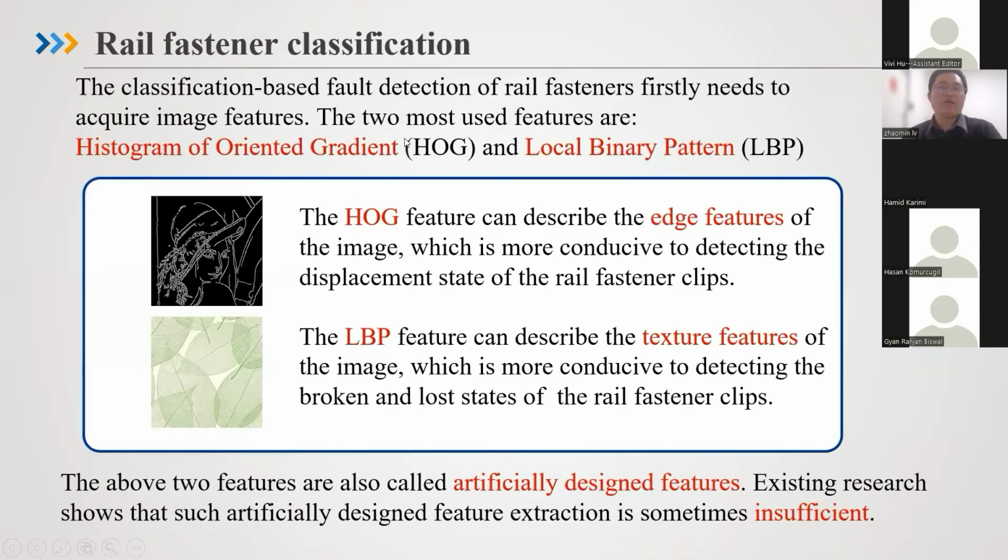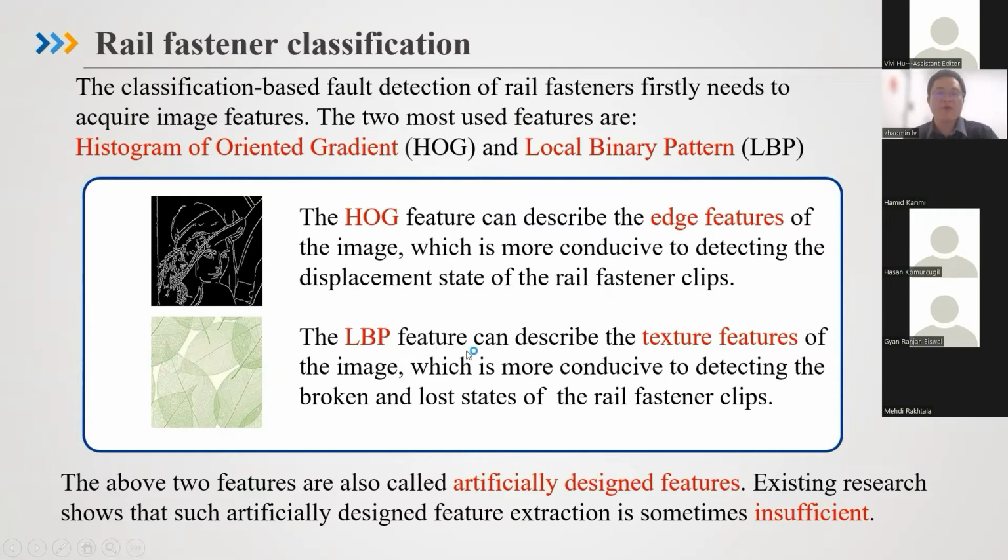The classification-based fault detection of rail fasteners first needs to acquire image features. The two most used features are the histogram of oriented gradients and the local binary pattern. The first feature, the HOG feature, can describe the edge feature of the image, which is more conducive to detecting the displacement state of the rail fastener clip. Edge features are conducive to detecting the displacement state of the rail fastener clip.